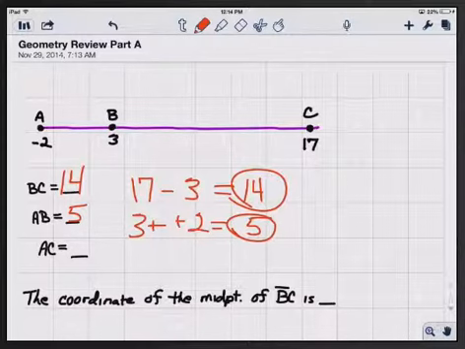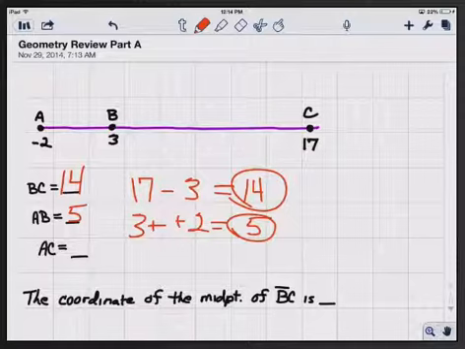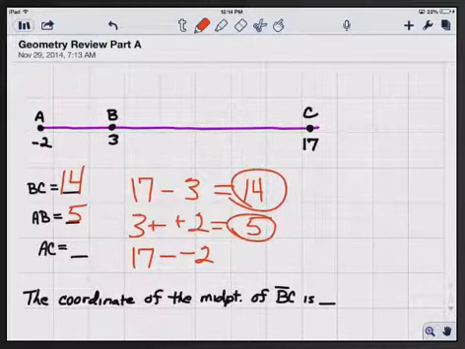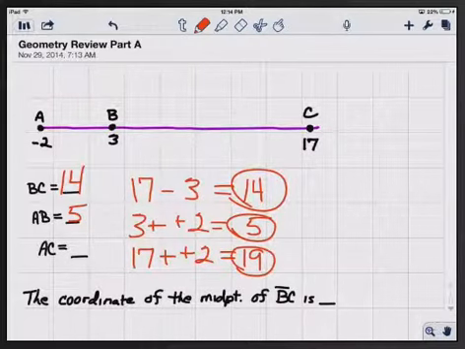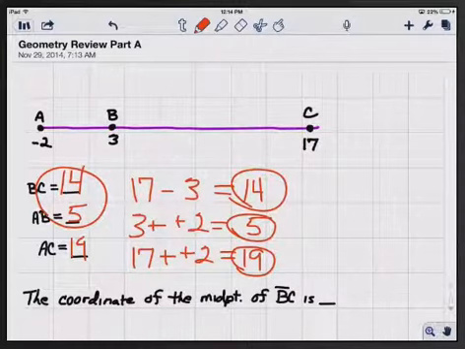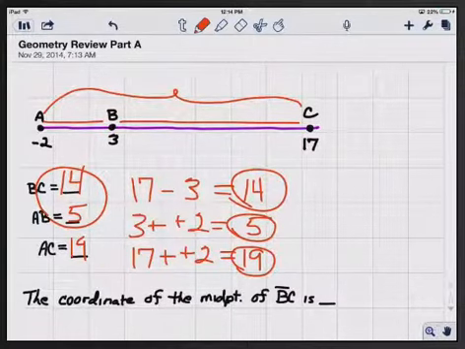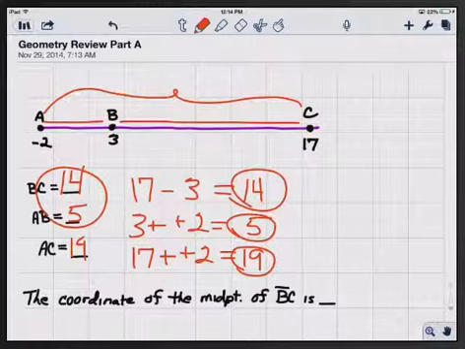And we can use the same procedure as the first 2 problems for the third problem, and the distance from A to point C would be 17, the coordinate of point C, minus negative 2, which is the coordinate of point A, which gives you 17 plus 2, which is 19. Now another way of confirming that you have the correct answer there is distance from A to B added with the distance from B to C should equal the distance from A to point C by using the segment addition postulate. So that's a different way of coming up with the same answer.